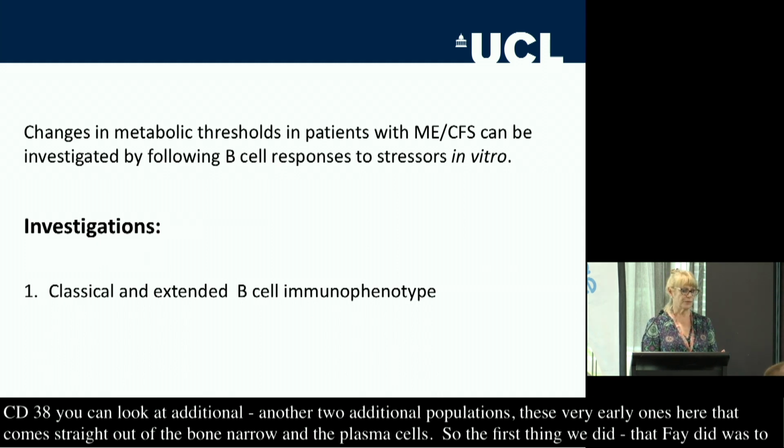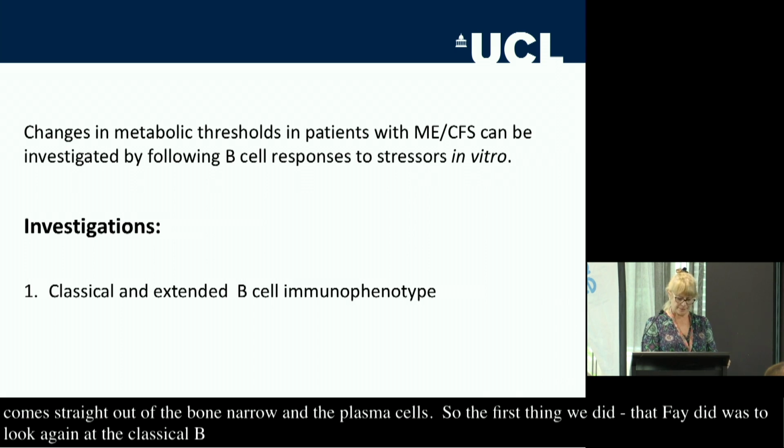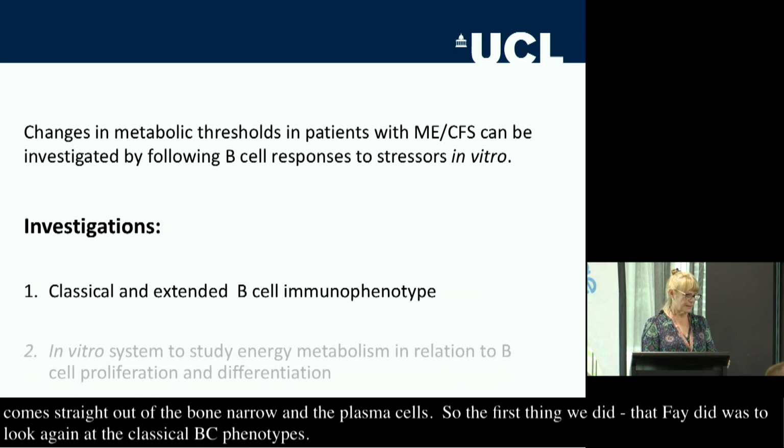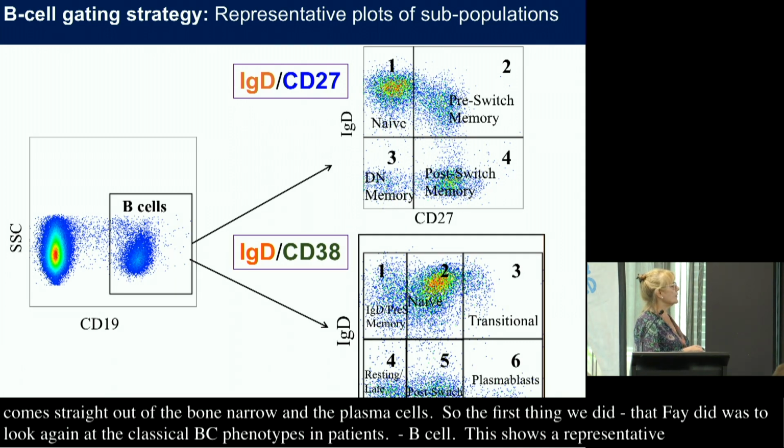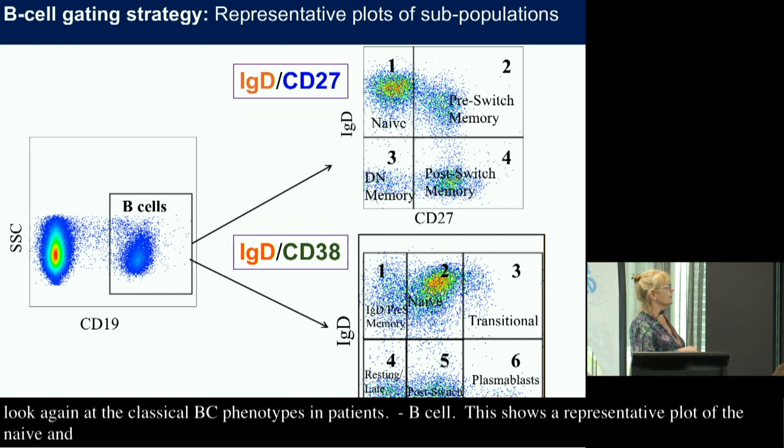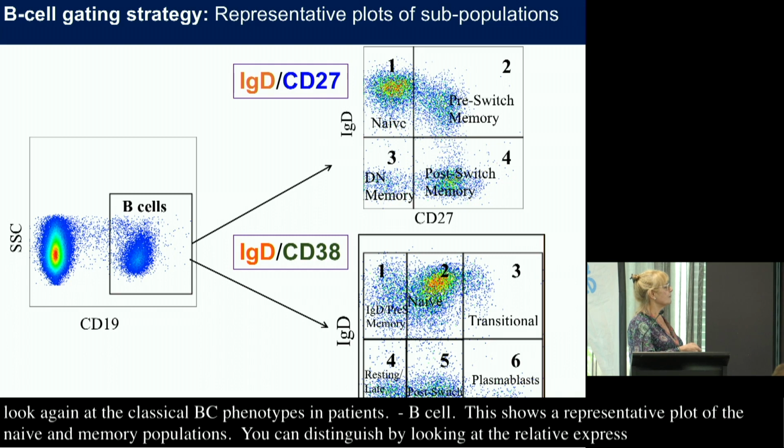Okay, so the first thing Fane did was to look again at the classical B-cell immunophenotypes in patients. This just shows a representative plot of the naive and memory populations. You can distinguish them by looking at the relative expressions of IgD and CD27. Here are the naive ones, pre-switch memory, and with CD38, the additional ones here, the transitional and the plasmablasts.